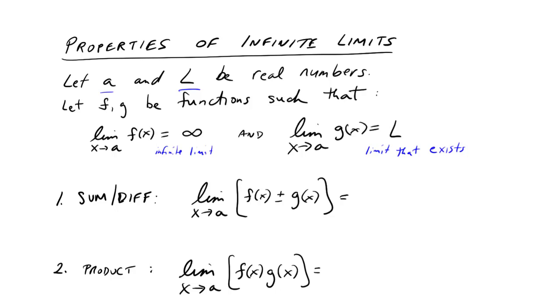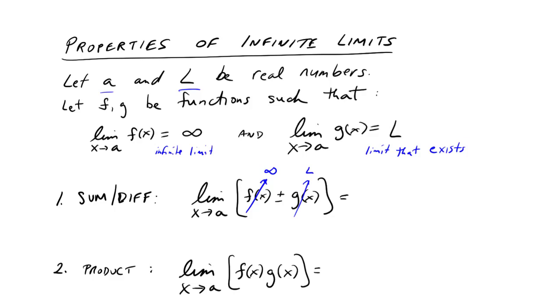All right, so what about the sum and the difference? What if we were taking f of x and adding or subtracting g of x to it, and then taking the limit as x approaches a? Well, let's think about this whole quantity here. f is going off to infinity, and that's some notation that we often use to show where it's going when you're talking about the limit. So f is going off to infinity, and g of x is going off to some number L.